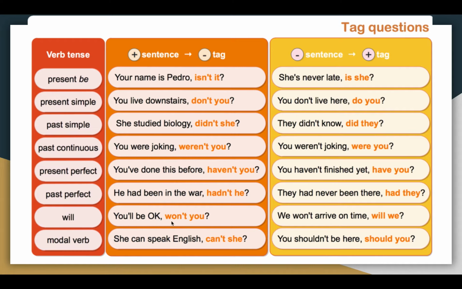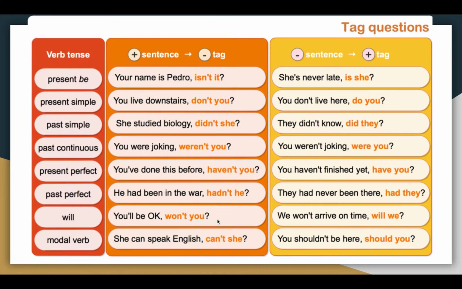Next, you'll be okay, won't you? Now where did you get "won't you"? It comes from you'll, and you'll here is you will. Now won't is a shortened form of will not. That's why I told you earlier we don't say "will not you", because tag questions are composed of two words. You'll be okay. You will be okay, won't you?